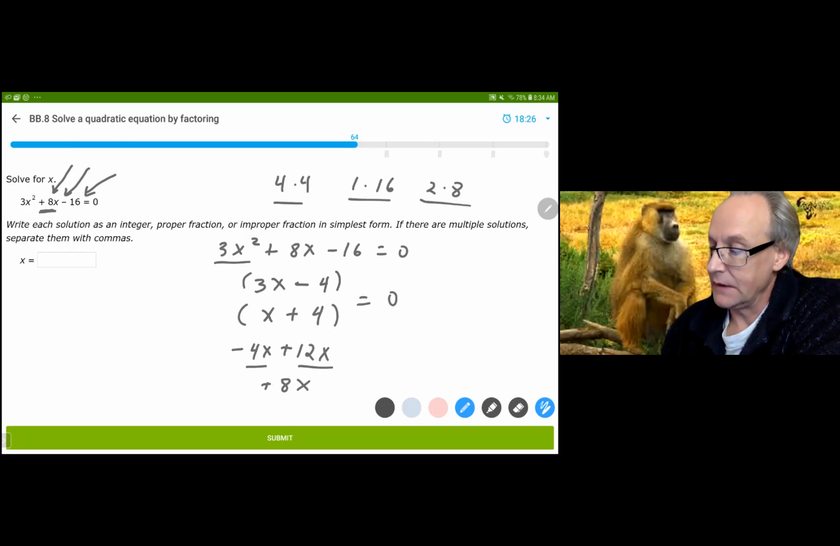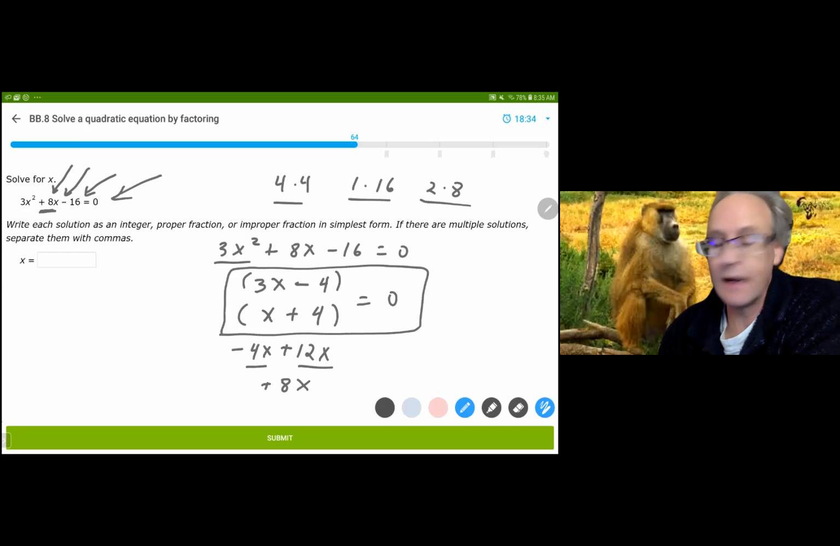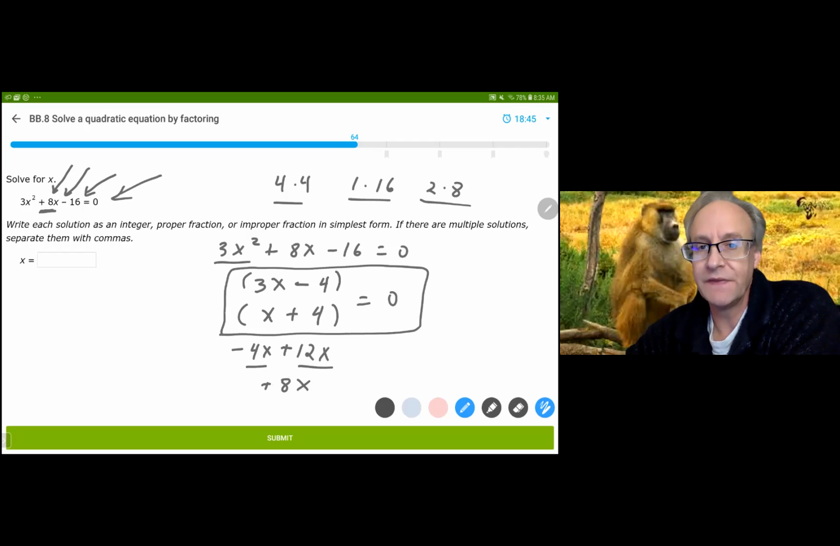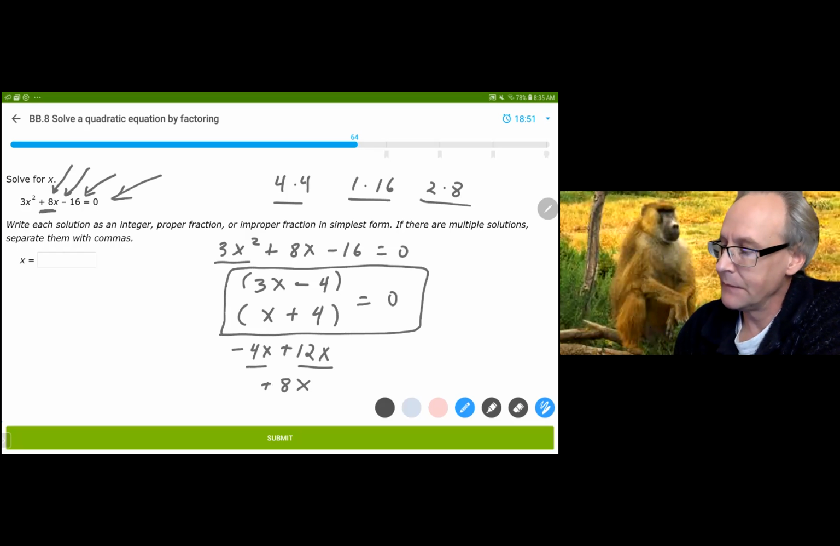A lot of people are going to say, oh man, there's got to be an easier way. And there is. If you happen to have a graphing calculator handy, you can just stick this into your graphing calculator and calculate the zeros. That'll work. You can also put it into the quadratic formula, which by hand is fairly complicated. But there's other reasons for learning how to factor than just being able to solve them. And I hope you'll practice it a little bit.